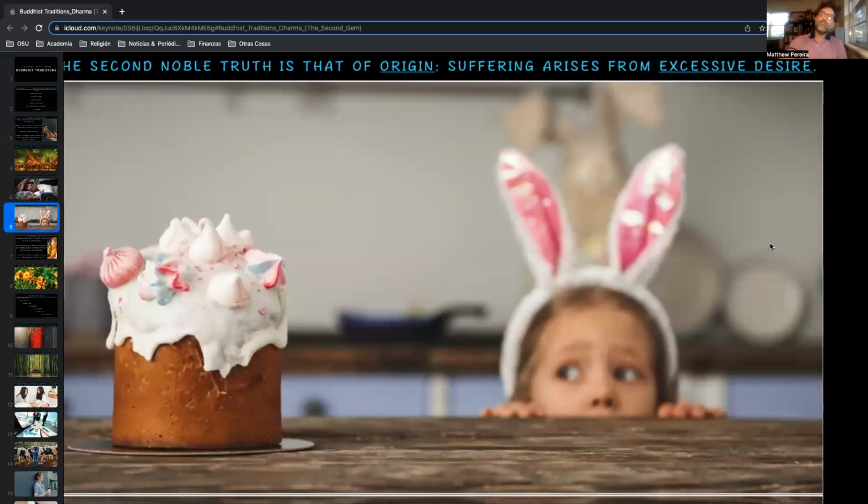The second noble truth has to do with the origin. And so the question is, if life is suffering, then where does this suffering come from? And the answer is suffering comes from excessive desire. So it's because we want too much, right? We want too much, we desire too much. And because of that, we have a sense of being unsatisfied and of suffering. And so that's the second noble truth.